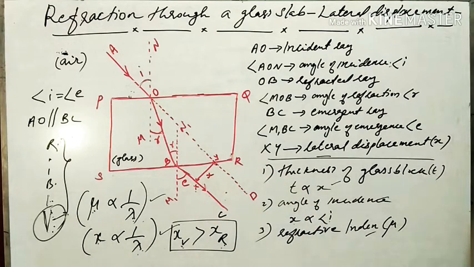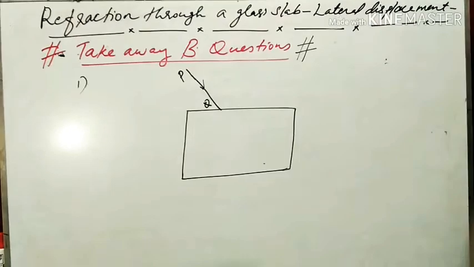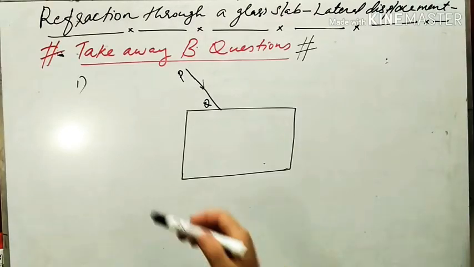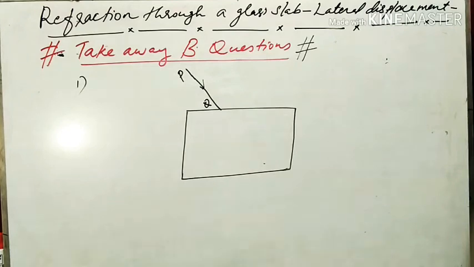All right. So things are clear to you? Fine. Now let's come to the takeaway board question session, your bonus rewards. You understood how refraction is taking place through a glass slab? What is incident ray, what is refracted ray, what is emergent ray, which angles are equal, which 2 rays of light are parallel to each other, what is lateral displacement, what are the factors on which lateral displacement depends. Could you understand? I hope all of you could understand the topic.